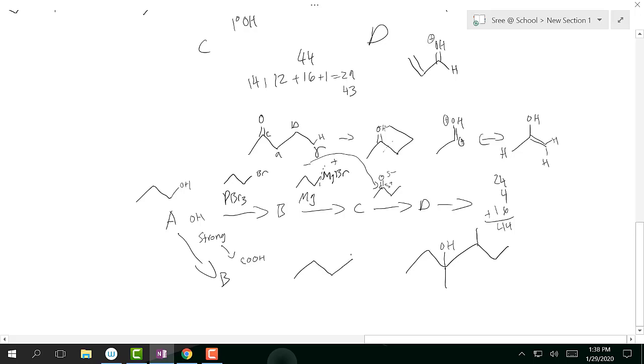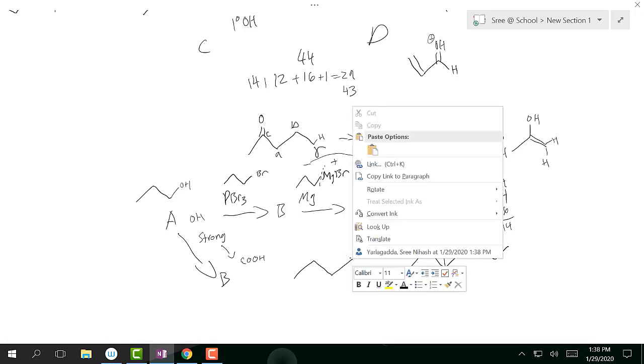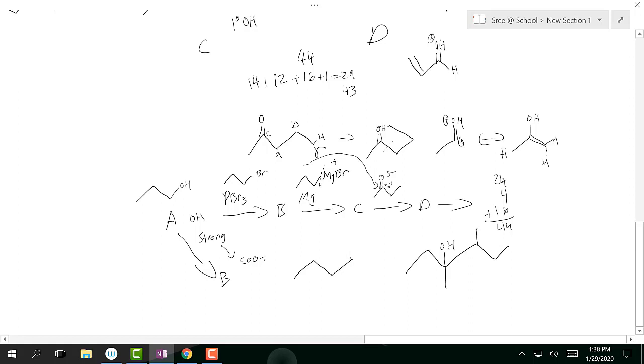I don't think I drew this correctly. Let's just see where it goes. Okay. So we're missing a methyl, and this should be right here. Okay, I think that should fix it. This is the same thing as that, it's just flipped over.